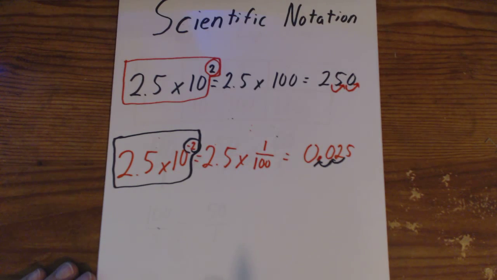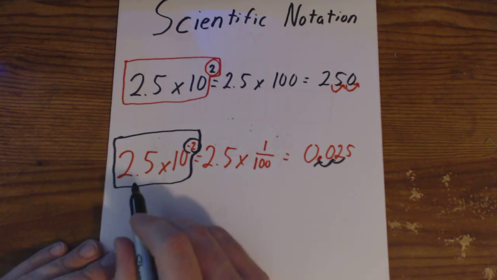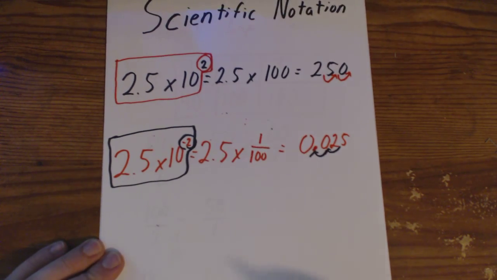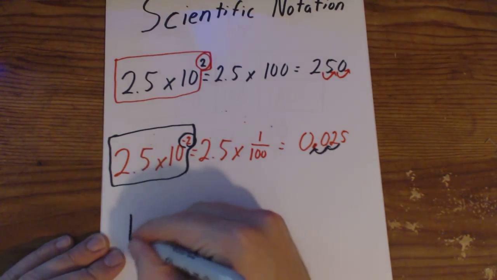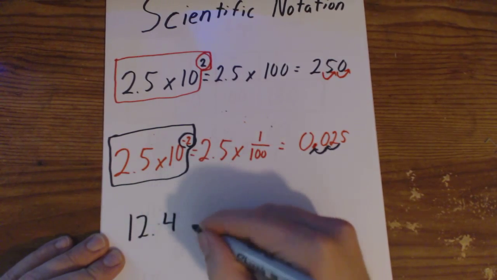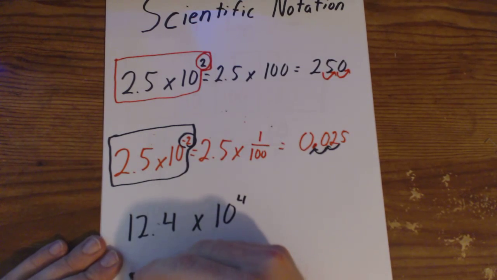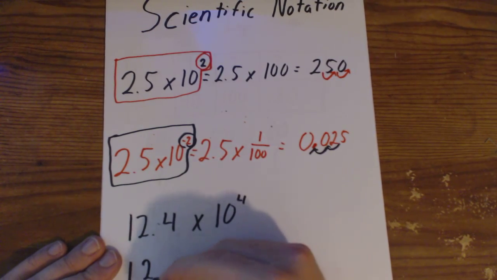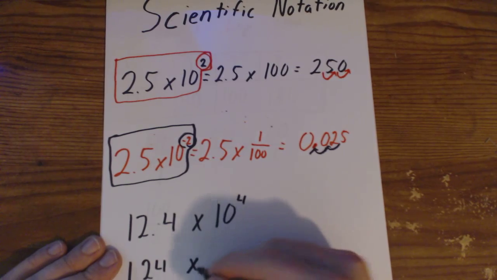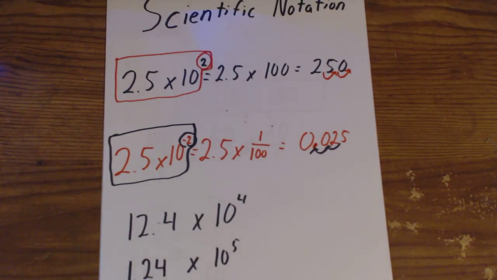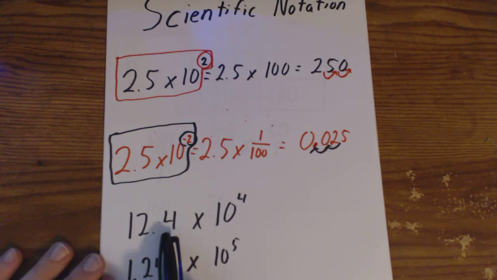Now, an important thing to note with scientific notation is when it's in proper scientific notation, you will only have one number left of the decimal. So let's look at, if I have 12.4 times 10 to the 4th and 1.24 times 10 to the 5th. One of these is not in proper scientific notation. You know which one it is? It's going to be the first one because we have two numbers to the left of the decimal.